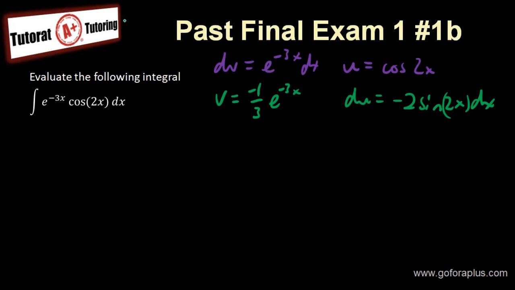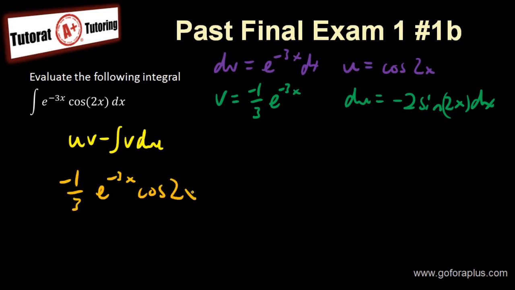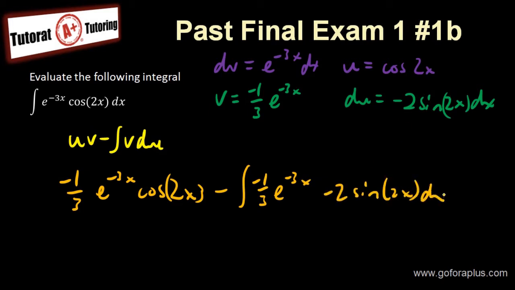Now, if you have something like this, I need to use uv minus integral of v du. And then this is going to become cos 2x, right? And then the v is minus 1/3. So I have minus 1/3 e to the minus 3x cos of 2x minus integral of v. So I have minus 1/3 e to the minus 3x, du to be minus 2 sine of 2x dx. Now let me rewrite this nicely.